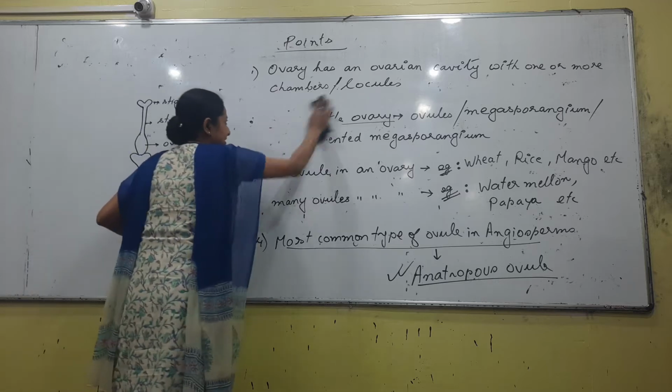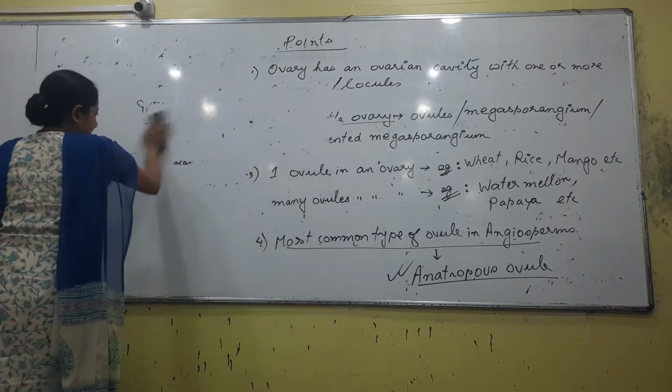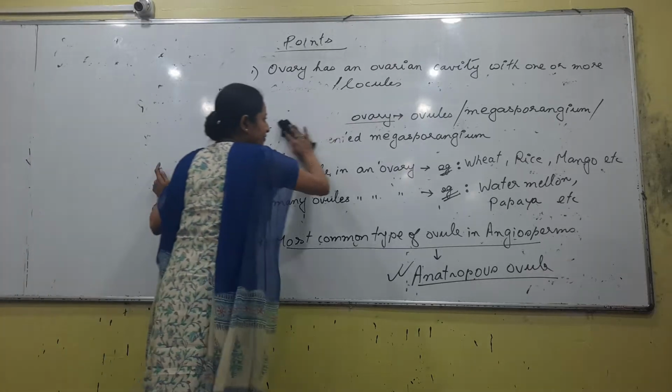So these are certain pieces of information, and the next thing that we have to draw is the structure of the ovule. So write the heading: structure of ovule.